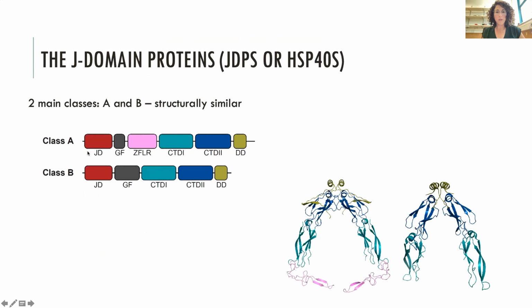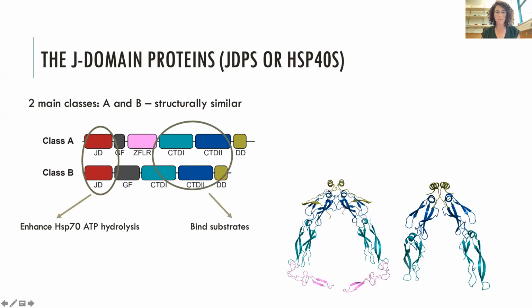So to have a closer look at these J-domain proteins, they consist of two main classes. There are more, but these are the ones I will focus on, class A and class B. And you can appreciate that they share high sequence and structure similarities. They both consist of a J-domain. This is the domain that enhances HSP70 ATP hydrolysis, the CTDs. These are the suggested substrate binding domains, and they're both homodimers. This is the dimerization domain. Class A has a zinc finger-like region, and they both have a glycine-phenylalanine-rich linker. And you can see here the structures of only the CTD regions.